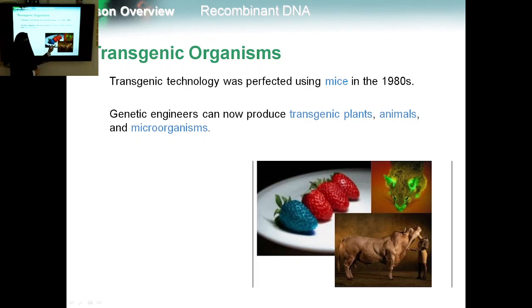Look at the picture here. Here we have a transgenic strawberry, and here we have transgenic animals, and here another transgenic mice. So this is how we can combine the recombinant DNA technology and the transgenic organism.